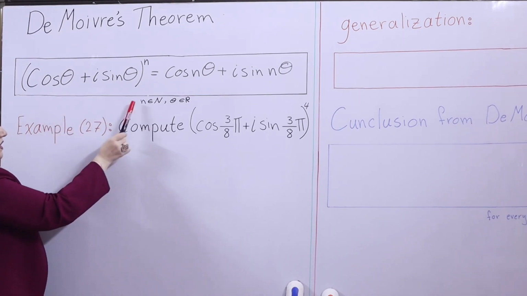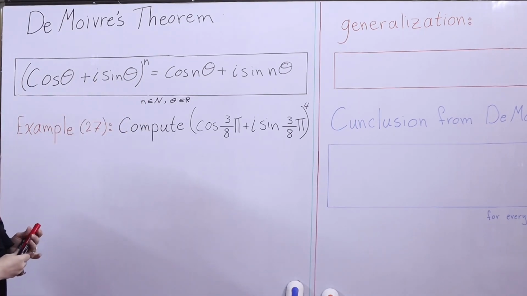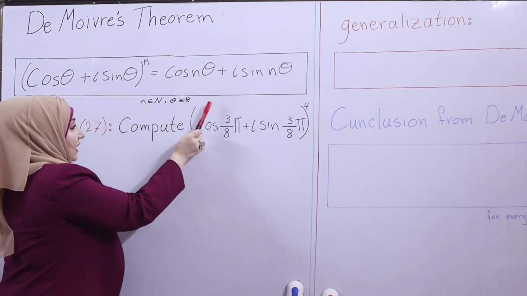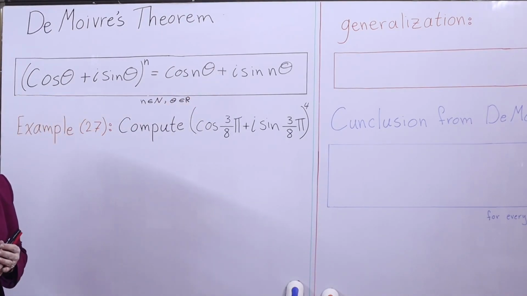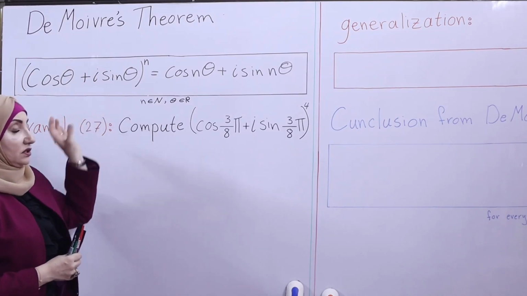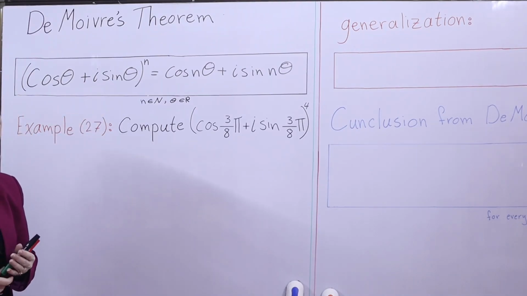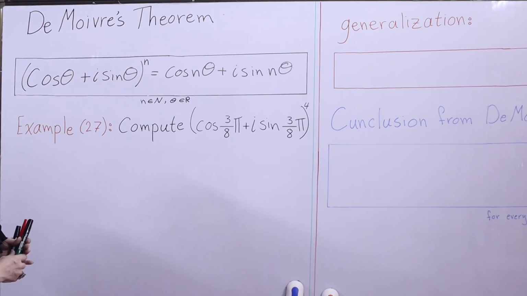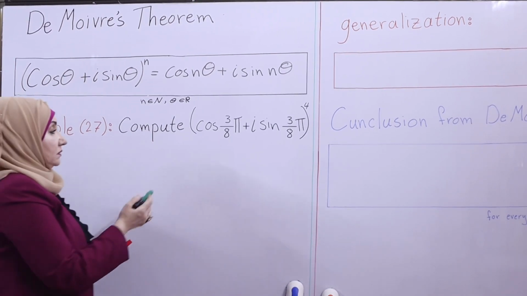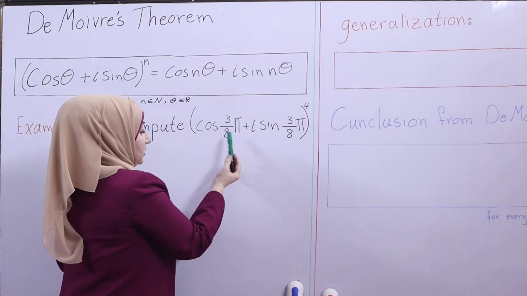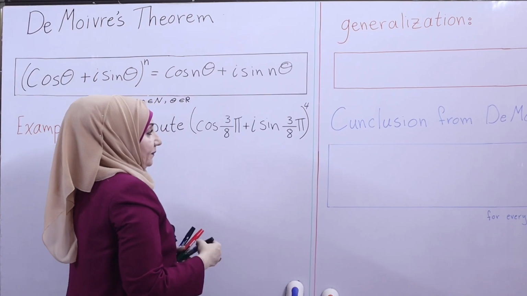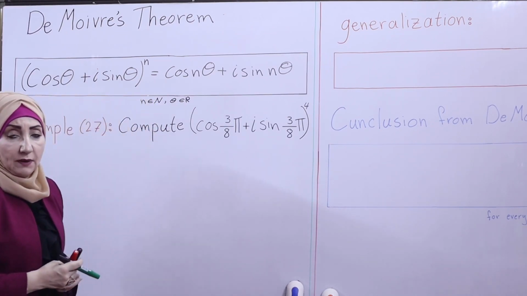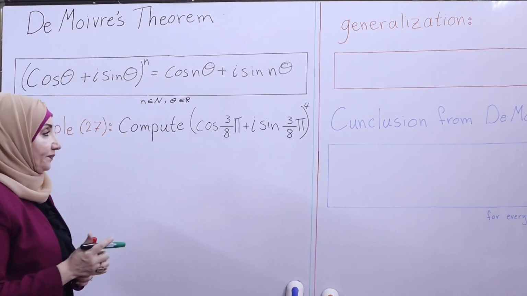بدأت تلاحظون أنه وضعتها داخل مستطيل. اتفقنا أنه من نضع إطار مستطيل معناته هذه قاعدة تنحفظ، لأنه راح نحتاج تطبيقها في العديد من الأسئلة. We will see by example 27. Compute cosine 3 on 8 pi plus I sine 3 on 8 pi. راح نشوف التطبيق the applying of DeMoivre's theorem.